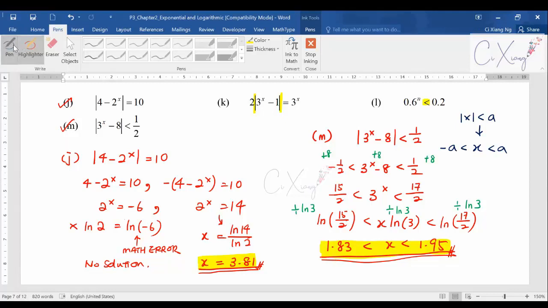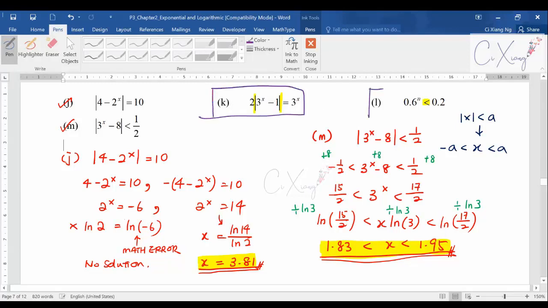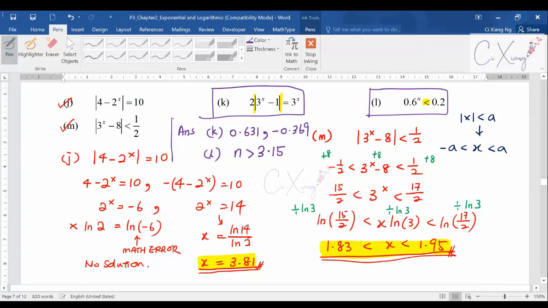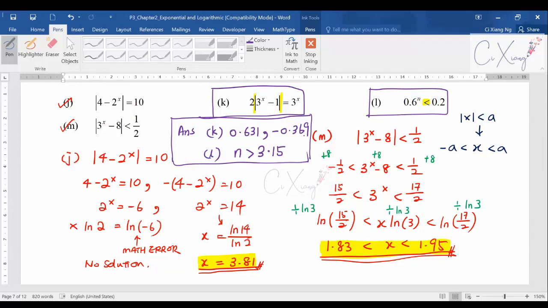Now for part K and also part L, what are the answers for these two? You try yourself. I will just give you the answer. For part K, there are two values: 0.631 and also negative 0.369. And for part L, the answer is n greater than 3.15. Please try to solve and see whether you can get these two answers. If you cannot, you can discuss with your friend. Don't copy their solution. Discuss the question. Or you can come and ask me through Facebook.